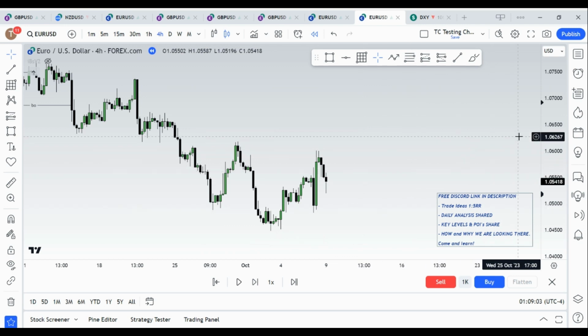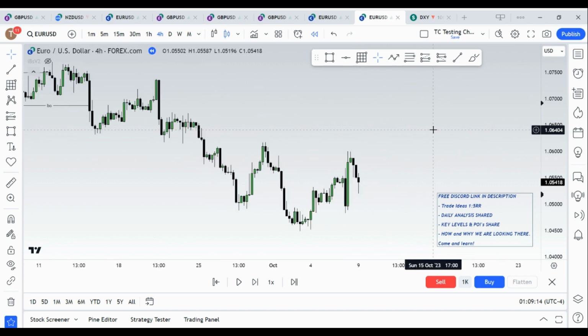Today I will be showing you a trade that my buddy called live in our free Discord. If you want to join, the link is in the description, and like I said, it's absolutely free. So we are looking at the euro dollar here.